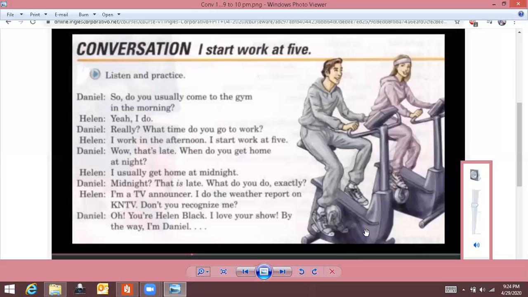Announcer. Does anybody know the meaning of announcer? Locutor. Presentador. Okay. Yes. An announcer is like a presenter. Yeah, like Moises Urbina is a TV announcer. Okay. Any other questions?